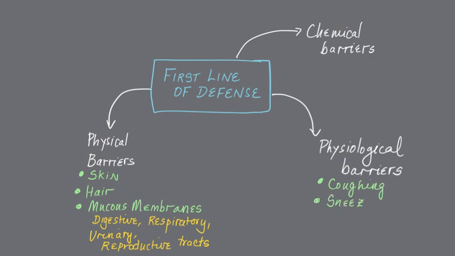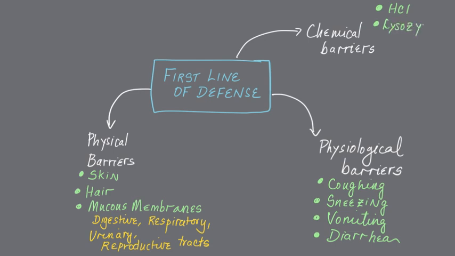The physiological barriers are obvious. Coughing and sneezing remove pathogens from our respiratory tract. Vomiting and diarrhea remove pathogens from our digestive tract. They might be unpleasant, but they are there for a reason. They benefit us by protecting us against the pathogen.